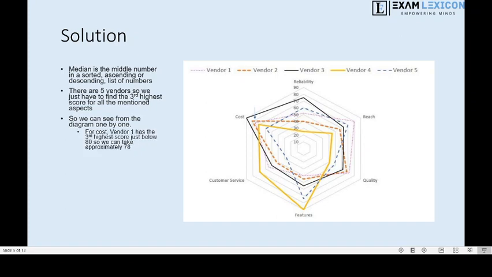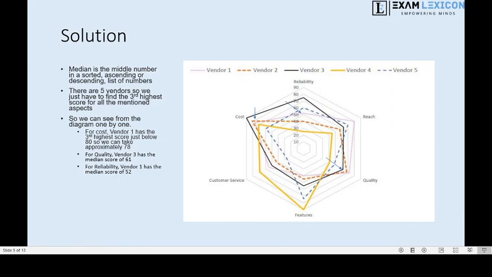So for cost, as you can see from the arrow, vendor 1 has the third highest score, just below 80, so we can take that to be approximately 78. Next, for quality, vendor 3 has a median score of just above 60. As you can see from the arrow, it's just above the 60 line, so we can take it to be 61.